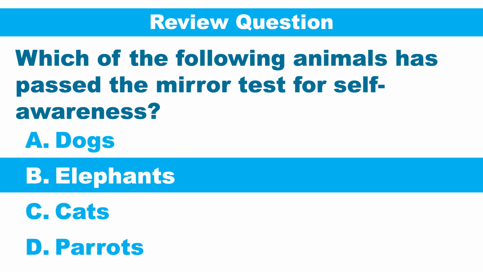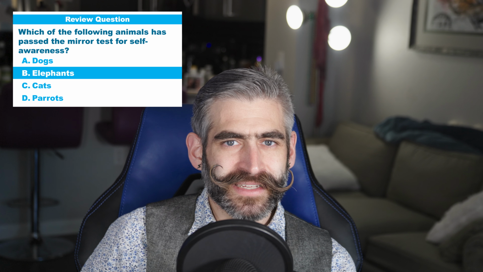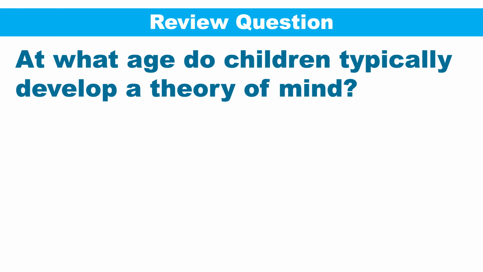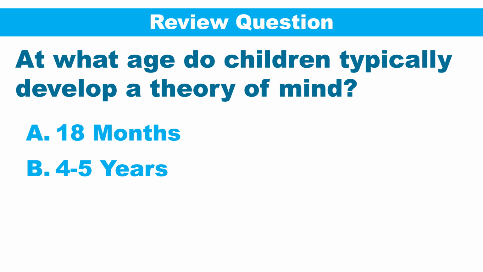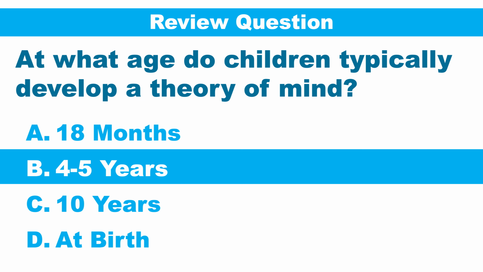If you picked B. Elephants, you're absolutely right. Elephants, along with chimpanzees, dolphins, and magpies, have shown signs of self-awareness in the mirror test. At what age do children typically develop a theory of mind? Is it A. 18 months, B. 4 to 5 years, C. 10 years, or D. at birth? The correct answer here is B. 4 to 5 years. That's when most children begin to understand that other people have their own thoughts and beliefs, separate from their own.